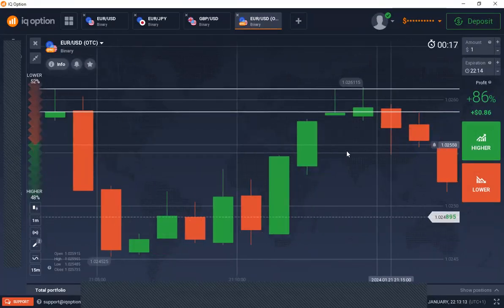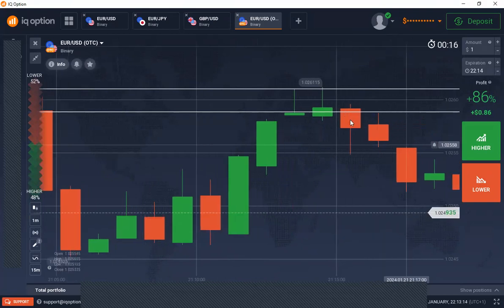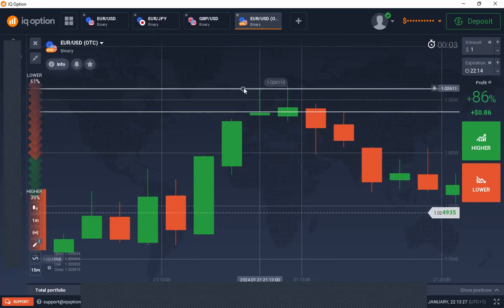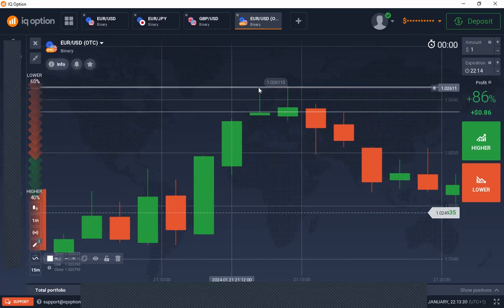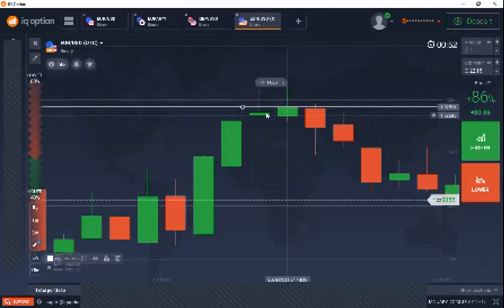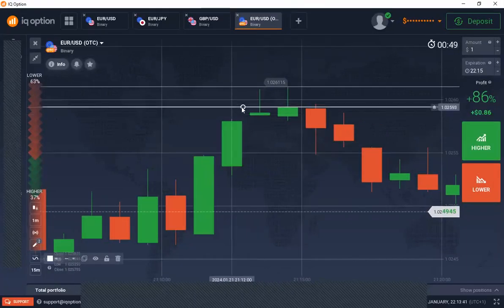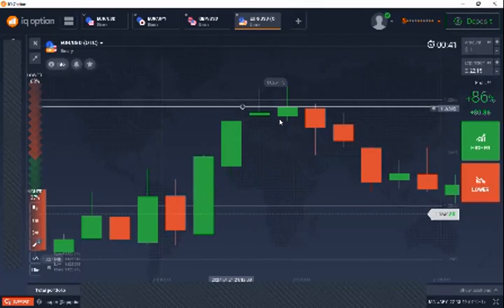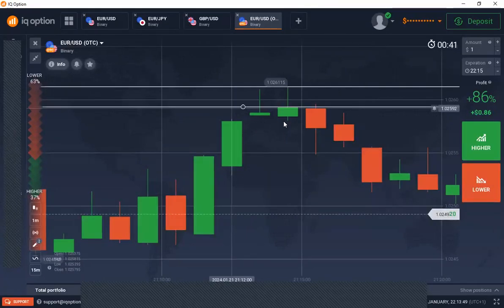Now that sellers have entered, we can also adjust the line. If you want to draw a resistance, you can also adjust the line, which means that you can place the line here and then a second line here. But remember, I want to take trade based on the supply, not resistance. So I'm going to move the line to the lowest shadow of this candle, the low wick.